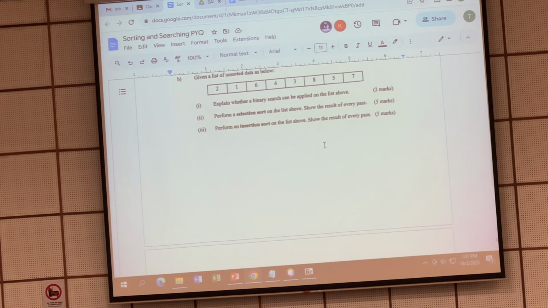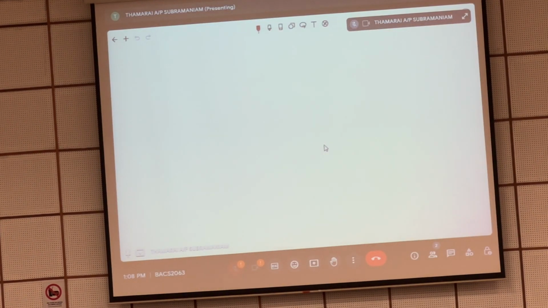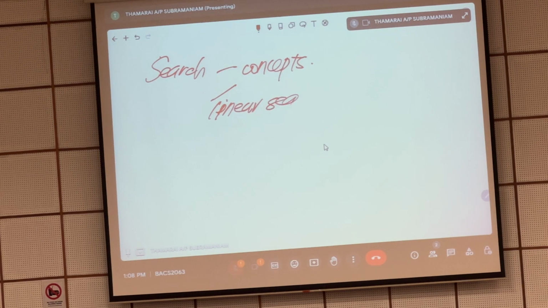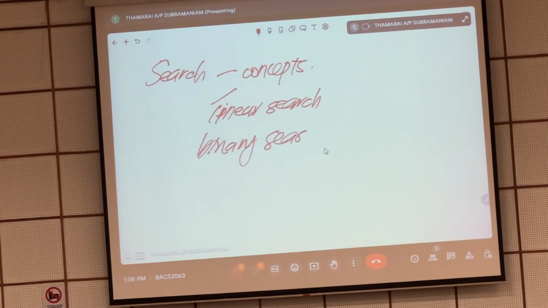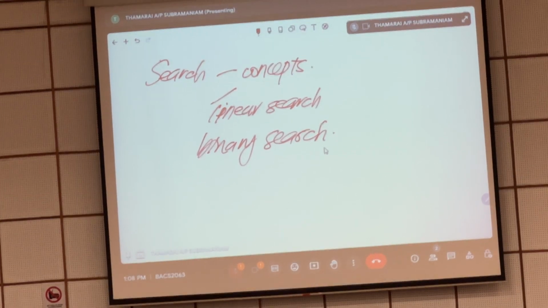Alright? Now, your binary search. Okay, binary search, or not binary search, search. Alright, just go through the concepts of your linear search and your binary search, alright.